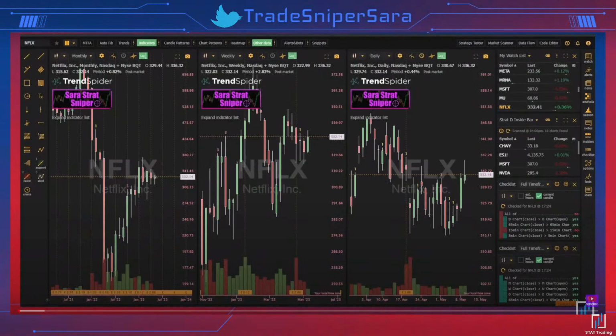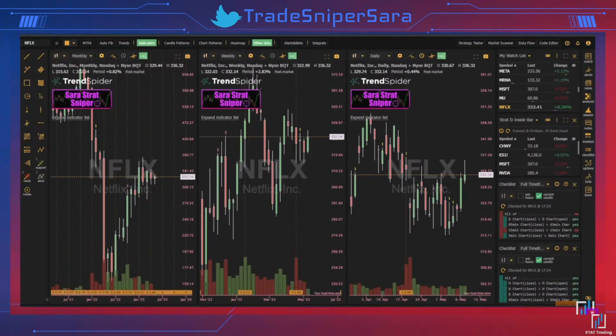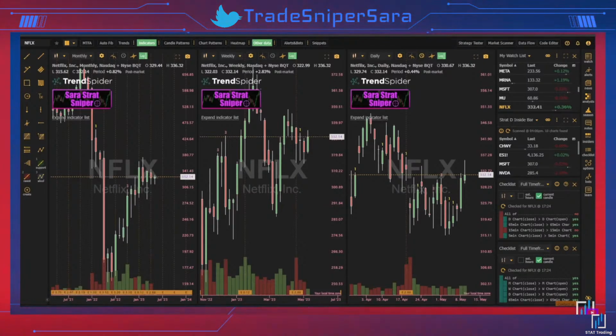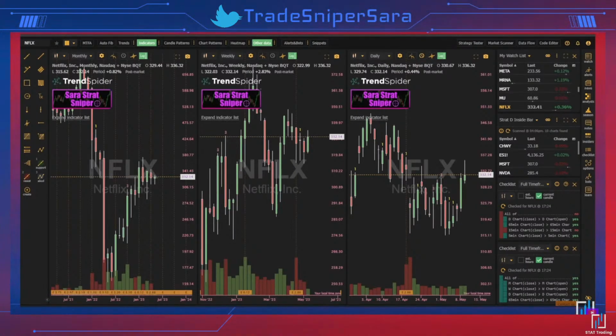Hey guys, in this Stratucation lesson, we are going to talk about TrendSpider and how I have my platform set up. Me personally, I use TradingView more for my charting and drawing on my charts. I just find it a lot easier and more user-friendly, but I do like TrendSpider for the scans that I actually made. So we'll kind of talk a little bit about this platform.